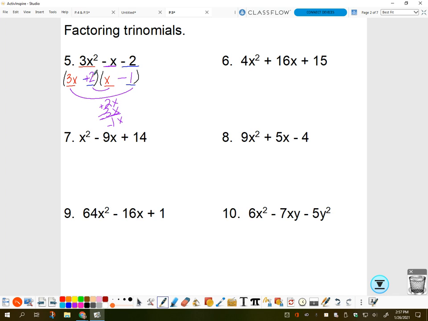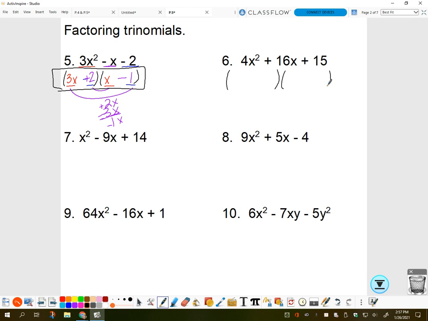So it's called guess and check. You're going to have to use pencil because you're not going to get it right the first time every time. You're going to have to go back. But once you know that the middle term works out, then you are done and you can move on. All right, so next problem.